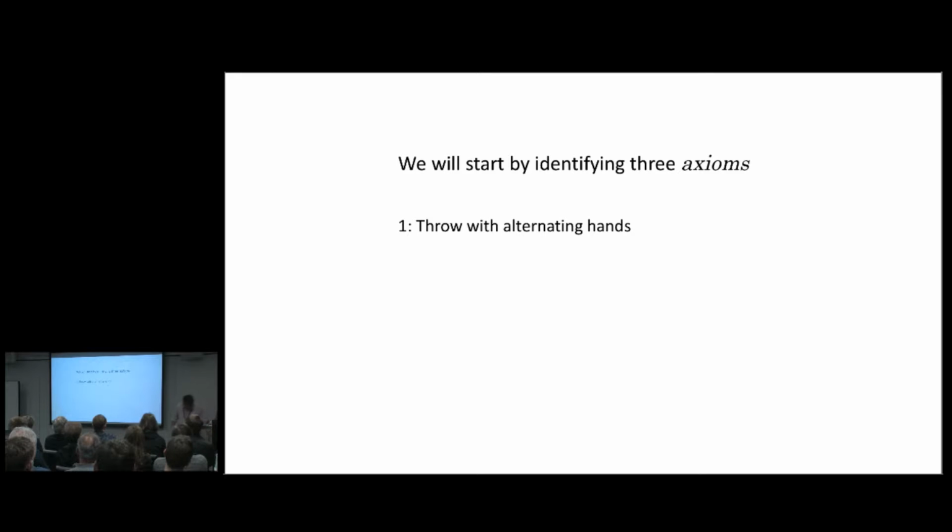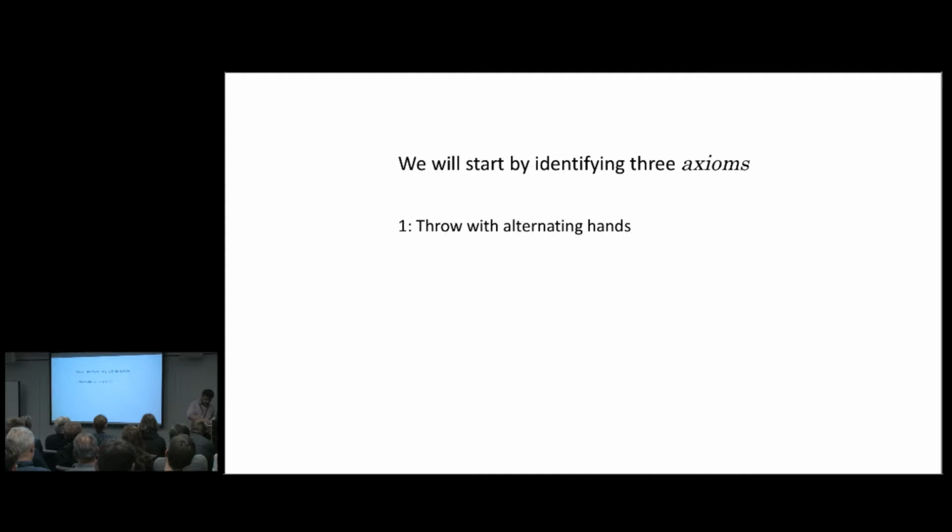So our first thing that we're going to decide about juggling is that we're going to throw with alternating hands. Left hand, right hand, left hand, right hand. Now we could imagine that I would juggle in a way in which I throw with both hands at the same time. But today we're only going to talk about juggling which is alternating left and right. So this is our first true statement about juggling.